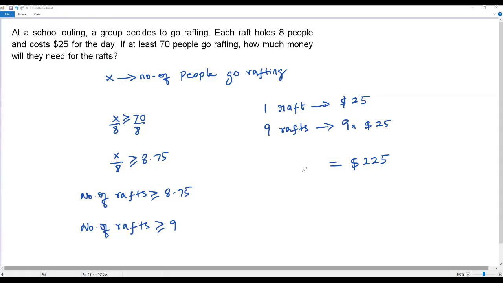So actually this 9 is the minimum number of rafts, the least number of rafts required for at least 70 people. We have to find how much money they will need for the rafts. Since 9 is the minimum number of rafts required, this $225 is the minimum money the people need to go rafting. So the least amount of money for at least 70 people to go rafting is $225.